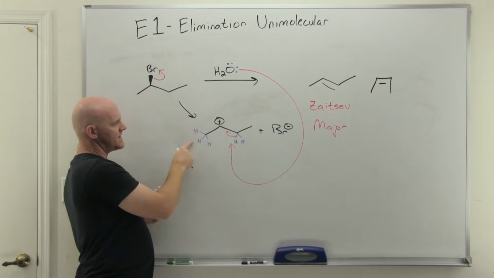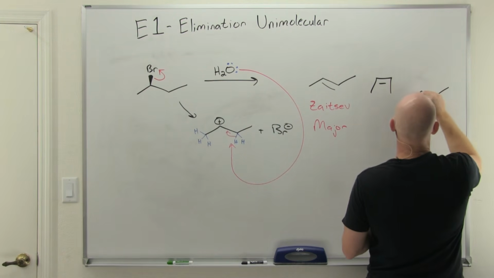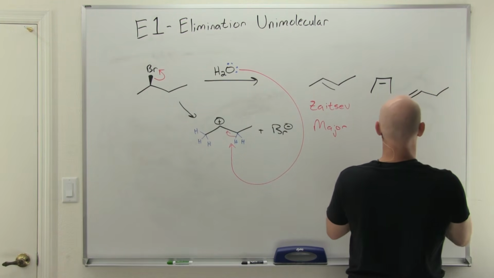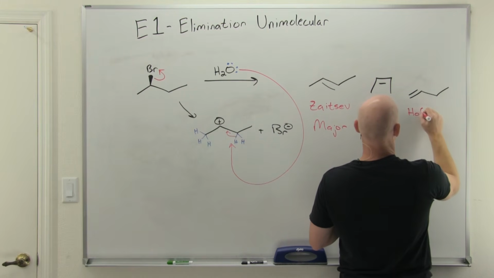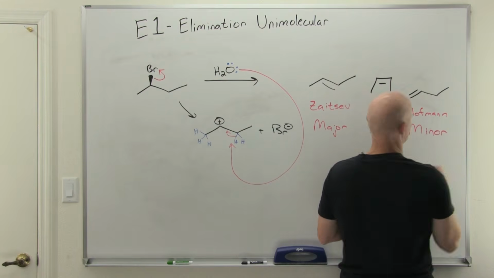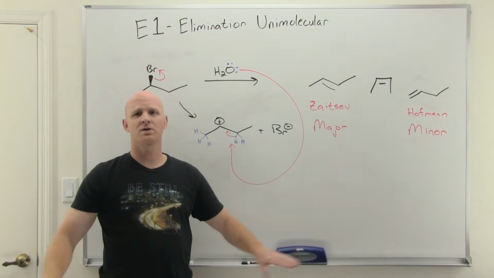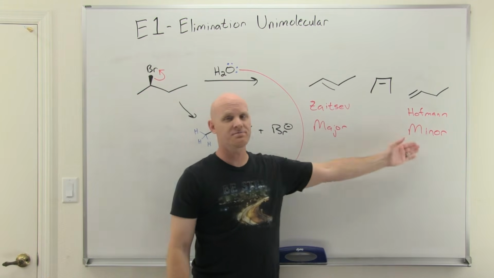But also we could have deprotonated out here on the less substituted side, but that's going to be a minor product in this case. So our Hofmann product is minor. And this is pretty much how it works for all E1 reactions. E1, always going to follow Zaytsev's rule. Zaitsev is major, Hofmann is minor.